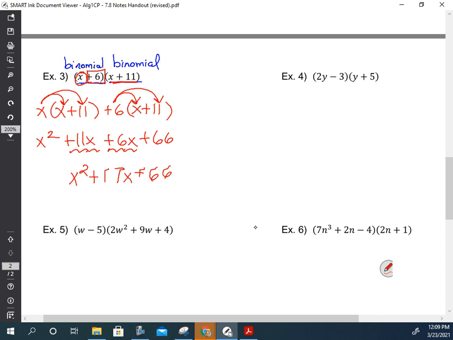Remember, when you add, you do not change the exponents. Adding doesn't change the exponents. Multiplying does.